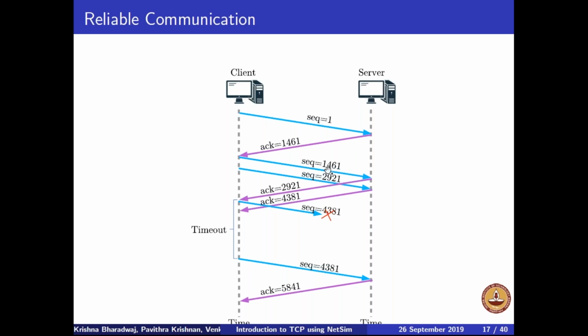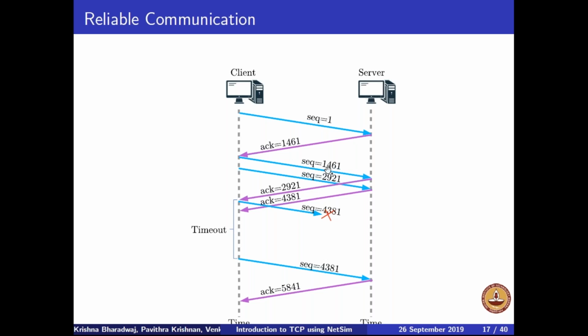In this case, the client learns about the loss of a packet through timeout. It has not received any acknowledgement. So after a certain timeout, it retransmits the packet, and upon receiving the packet with sequence number 4381, which is in order, the server will respond with a packet with ACK number 4380 plus 1460 plus 1. And the connection continues, and once the file is completely transferred, the connection is closed.